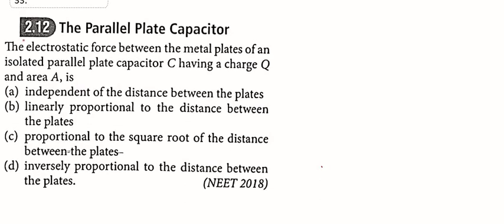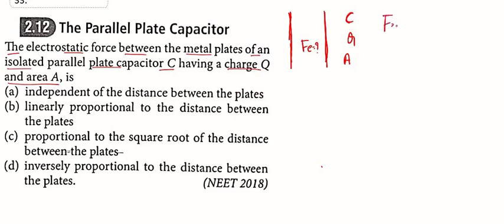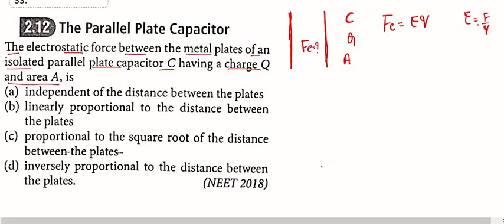Look at problem 33: the electrostatic force between the metal plates of an isolated parallel plate capacitor C having charge Q and area A. So these are parallel plates with capacitance C, charge Q and area A. What is asked? The electrostatic force. Electrostatic force is equal to E into Q, because electric field is equal to force by charge, so force is equal to E into Q.